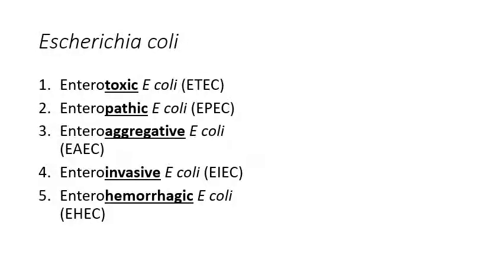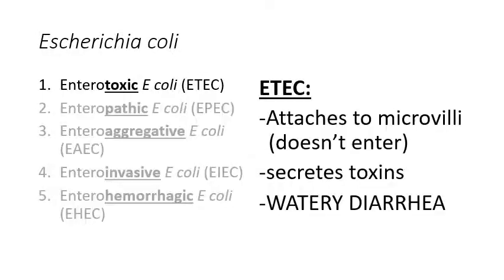All right, so let's look at these and why they are so virulent. Enterotoxic E. coli has virulence factors that allow it to attach to the microvilli in the intestine, but it does not enter those cells, so it's not terribly bad because it doesn't get into the cells. But it secretes a toxin which causes those cells to become leaky and to leak a lot of saline into the intestine, which causes watery diarrhea. So enterotoxic E. coli, ETEC, is not the worst, but it will cause diarrhea.